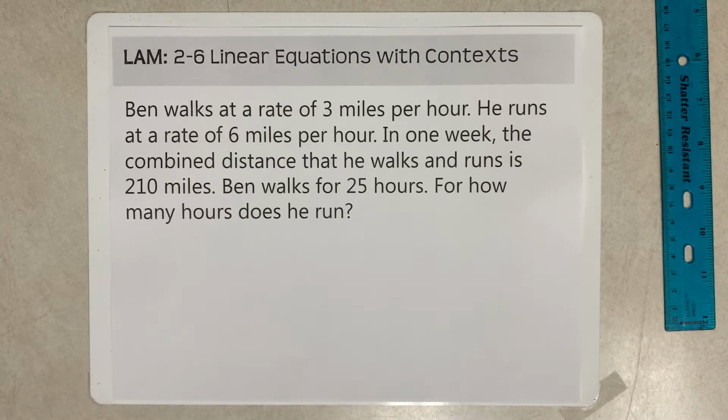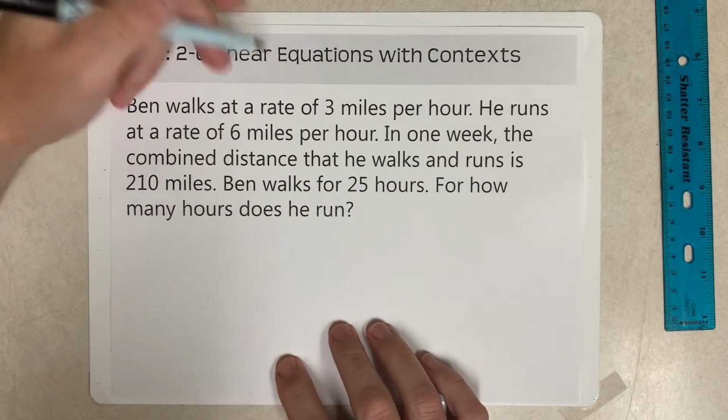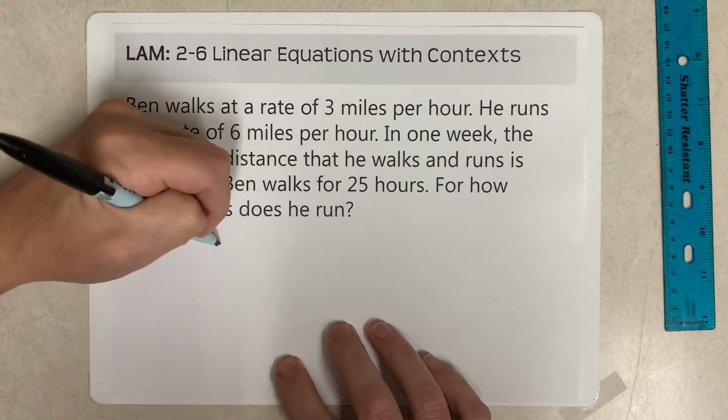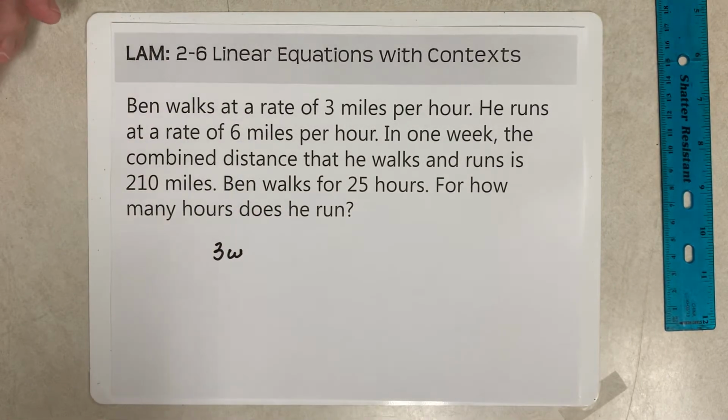All right, this time we have Ben walks at a rate of 3 miles per hour. He runs at a rate of 6 miles per hour. In 1 week, the combined distance that he walks and runs is 210 miles. Ben walks for 25 hours. For how many hours does he run? Okay, so Ben walks at a rate of 3 miles per hour. So 3W, W is walk, the number of hours he's walking.